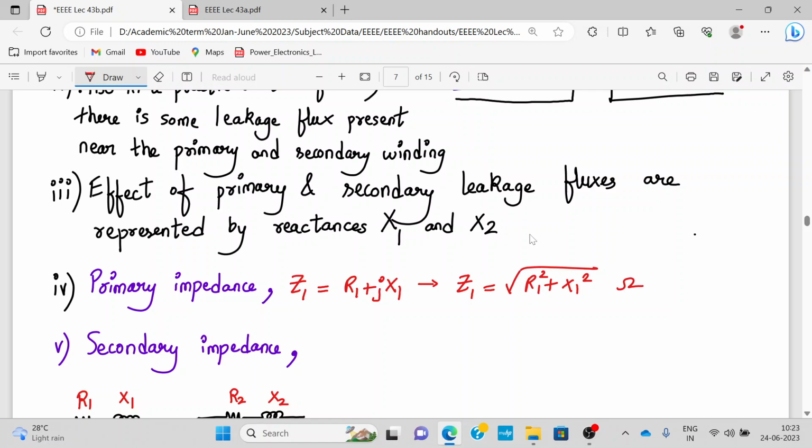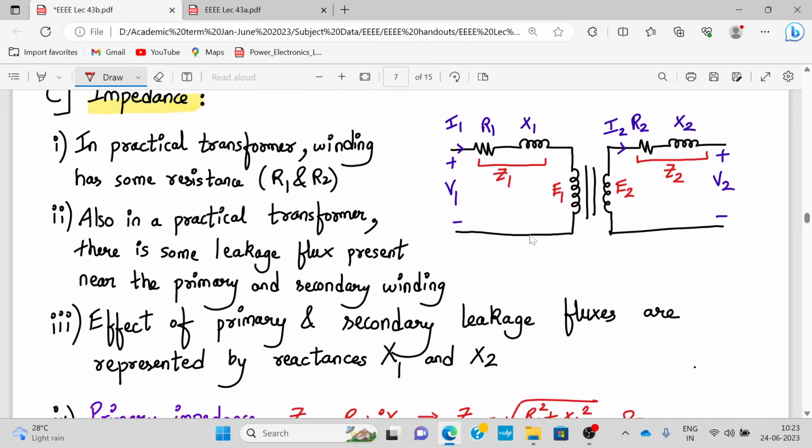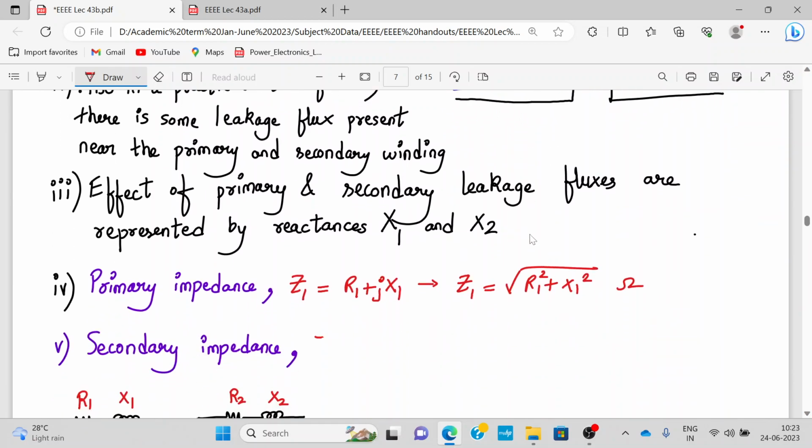Similarly, secondary impedance Z2 is a combination of R2 and X2. So Z2 can be written in rectangular form as R2 plus jX2, and its magnitude will be given by square root of R2 square plus X2 square. Alright, so these are the primary and the secondary impedance.